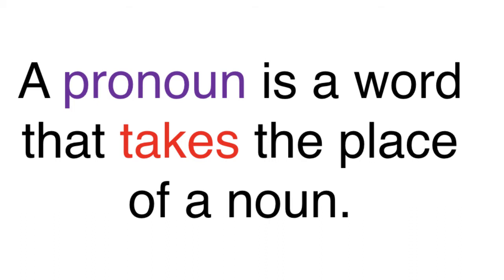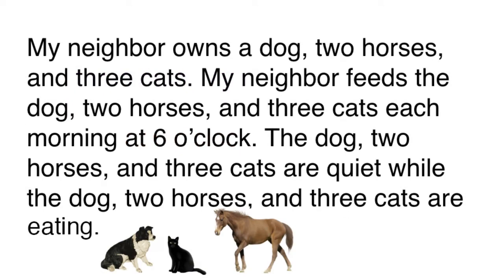It is probably easier to show you in this story. My neighbor owns a dog, 2 horses, and 3 cats. My neighbor feeds the dog, 2 horses, and 3 cats each morning at 6 o'clock. The dog, 2 horses, and 3 cats are quiet while the dog, 2 horses, and 3 cats are eating. Wow, that was a mouthful. We can use pronouns to shorten it and not be so redundant.